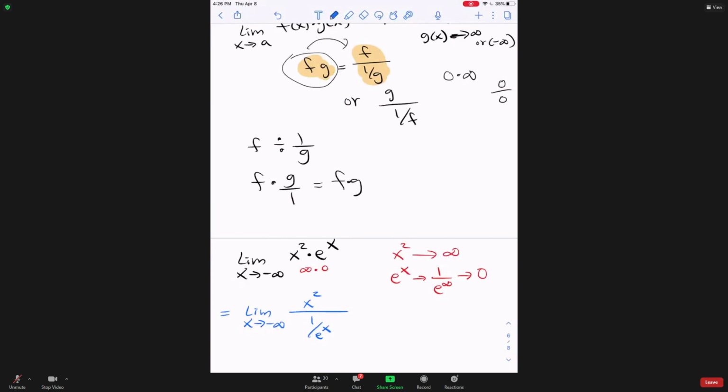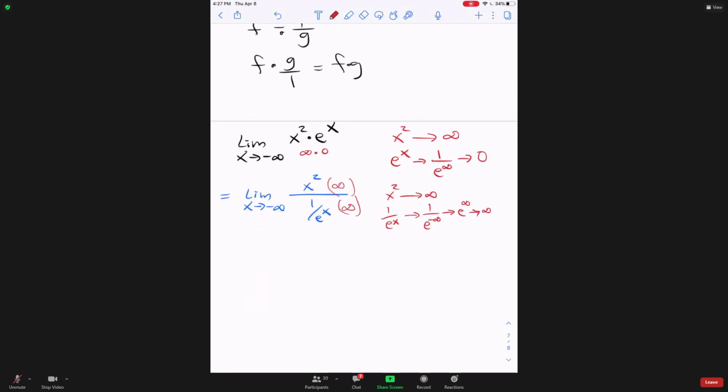So now notice what that does. If you were to take the limit as x approaches negative infinity, x squared still goes to infinity, but look at 1 over e to the x. That ends up being 1 over e to the negative infinity, which is e to the infinity, which is infinity. So you have an infinity over infinity situation. I made a 0 times infinity into an infinity over infinity situation. So therefore we can use L'Hopital's rule. That's basically what you're doing when you have a 0 times infinity situation: you're making it a fraction, so you can use L'Hopital's rule.